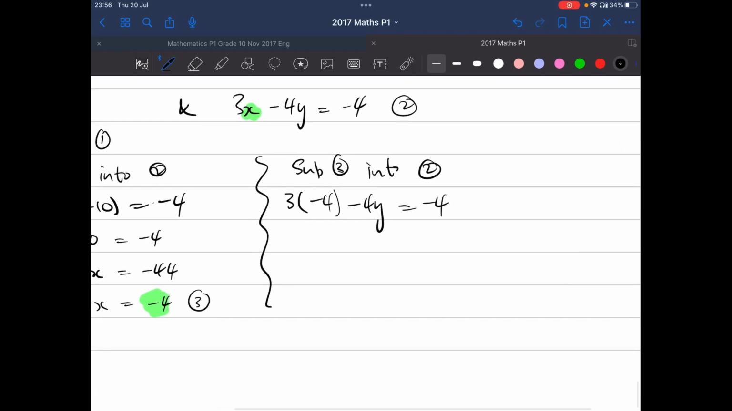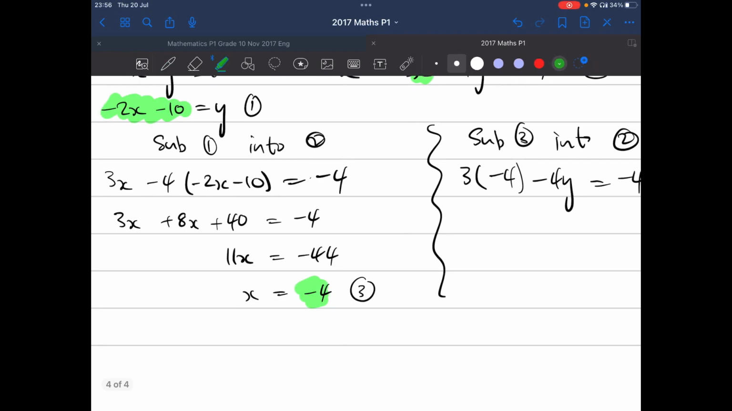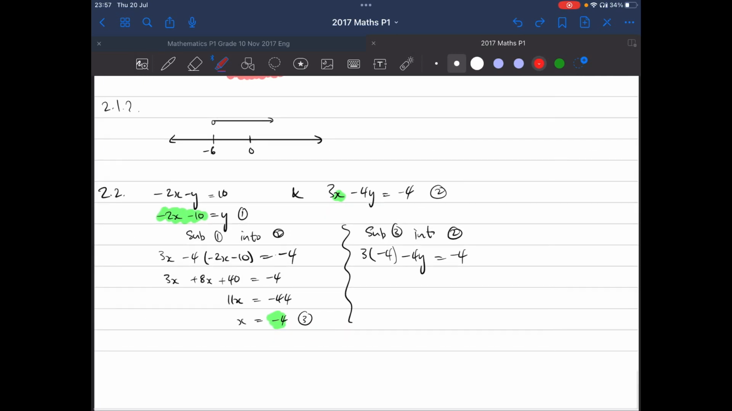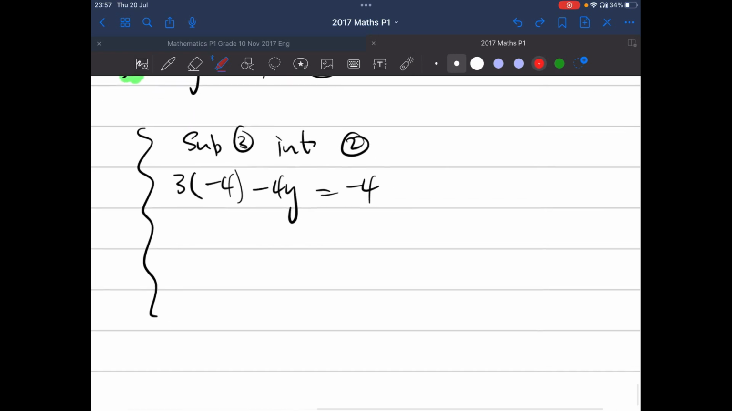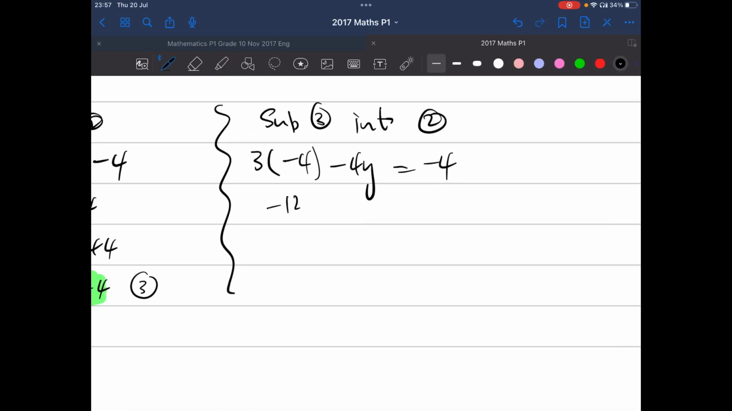And so with that I'll get... oh, and by the way, you can substitute this equation number 3 into either of the equations. It doesn't matter. I think it would have actually been easier to go into that one, but it doesn't matter now. We'll just carry on. So we'll have minus 12 minus 4 equals minus 4y here.